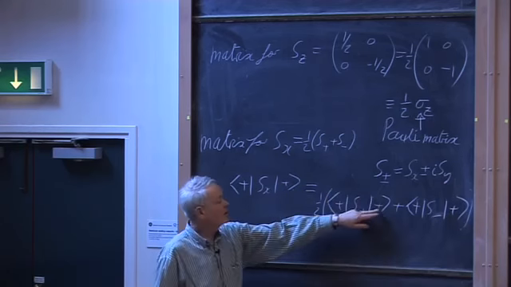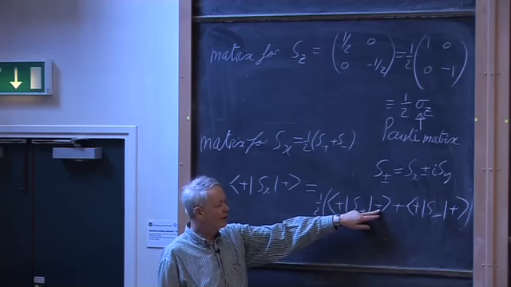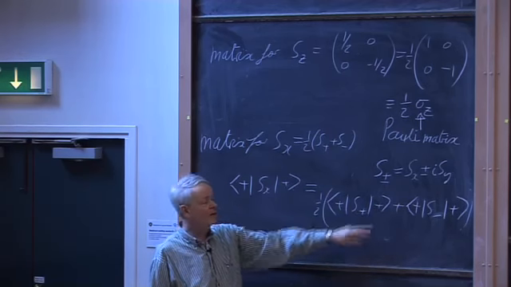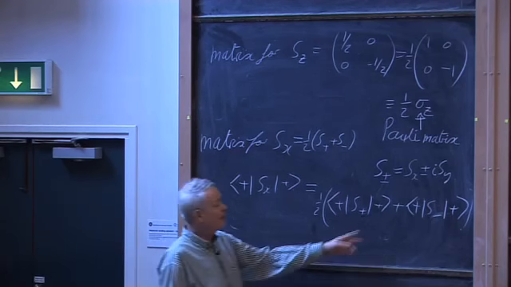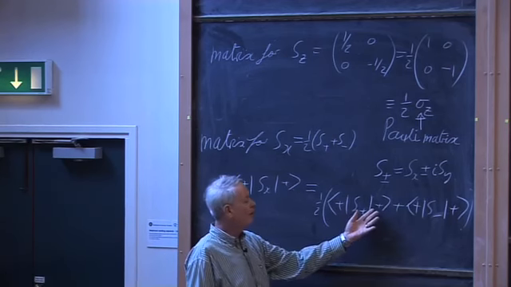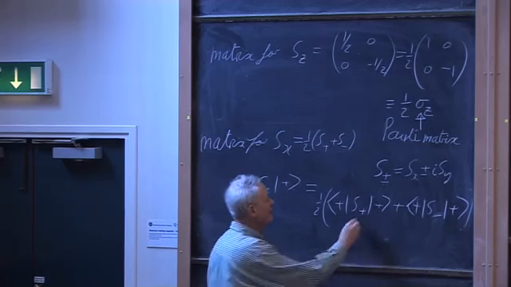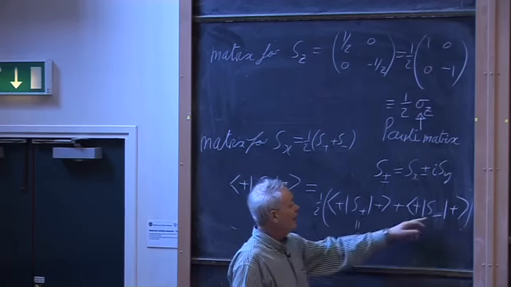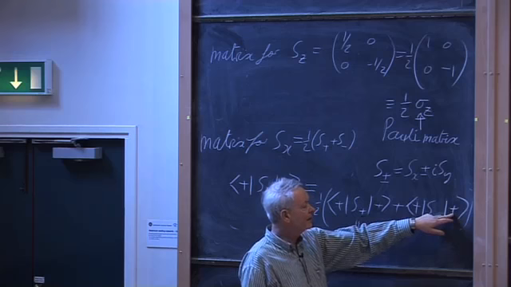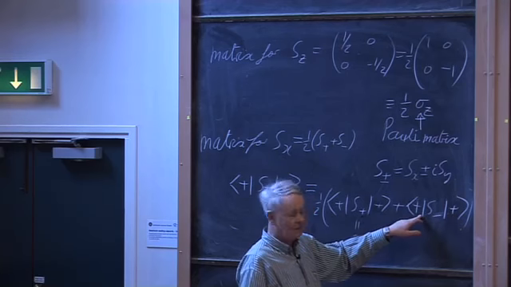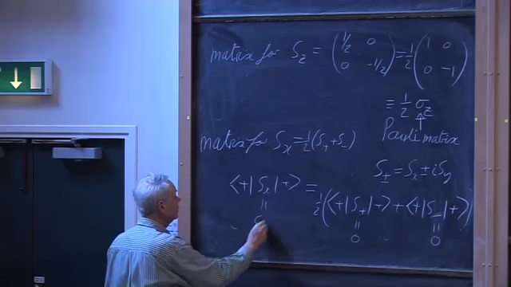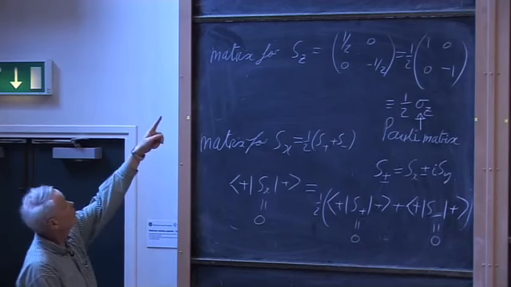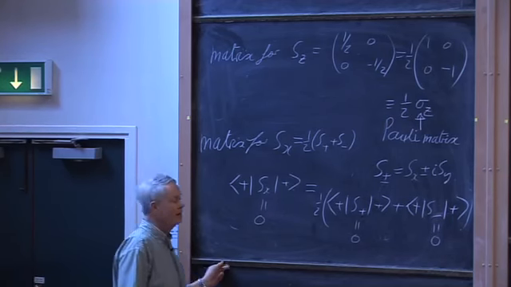S plus tries to raise this to an even larger value. This is plus a half. It'll try and raise it to plus 3 halves, but no such value is allowed because the total spin is only a half, so it kills it in the process. So therefore, this one is 0. S minus successfully lowers this to minus, but minus is orthogonal to plus, so this is 0. So this element here is 0. And that's the top left corner of the matrix for Sx is 0.